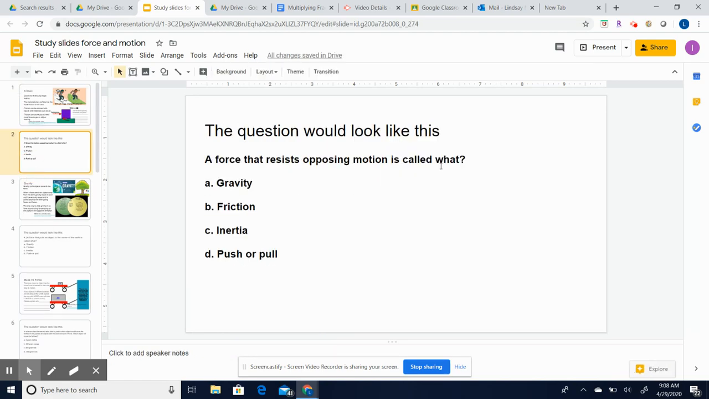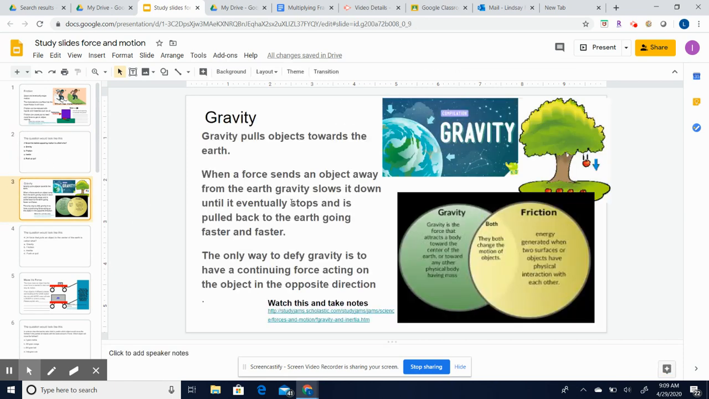Okay, so these are the kind of questions that you would have seen on the end of grade assessment. So when you come to this question, I want you to go ahead and put your answer right down here in the speaker notes. A force that resists or opposes motion is called what? Now think about what we were just talking about. So let's move on. Our next slide is about gravity.